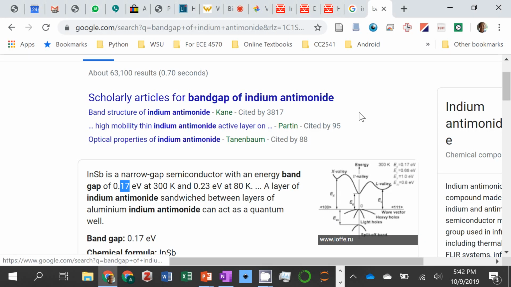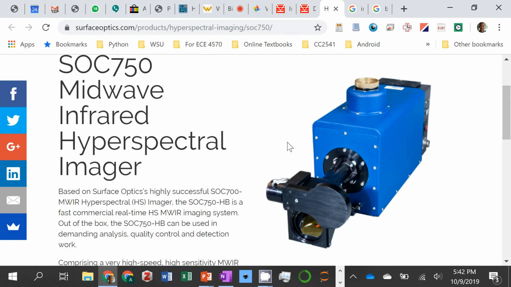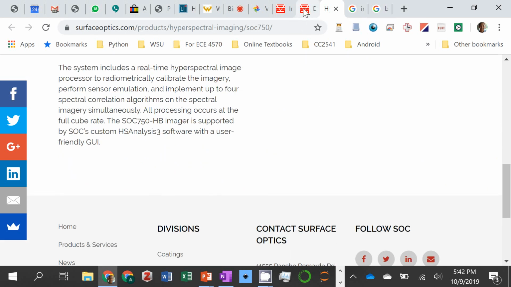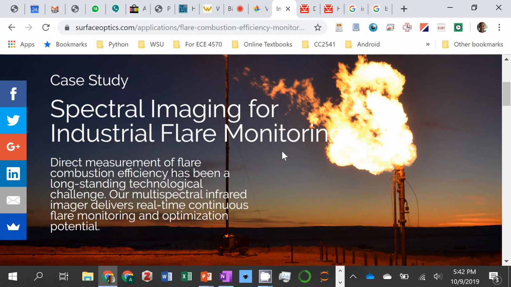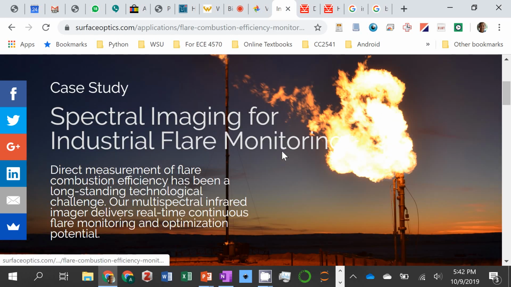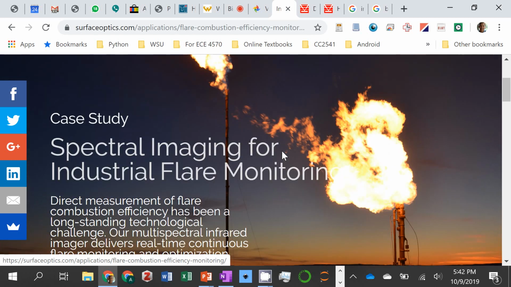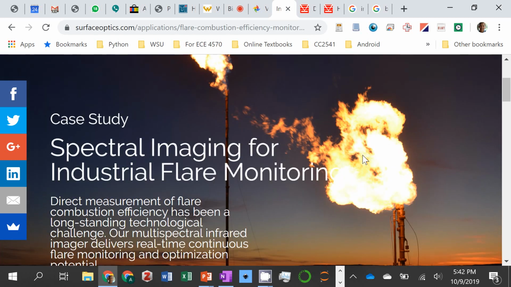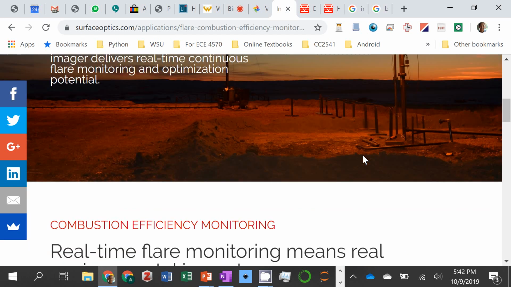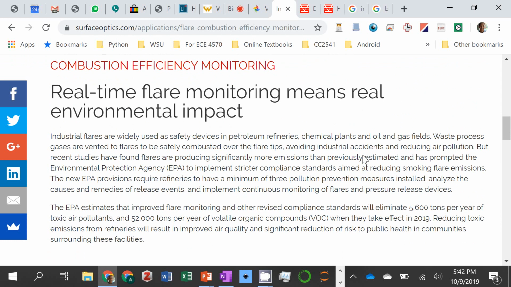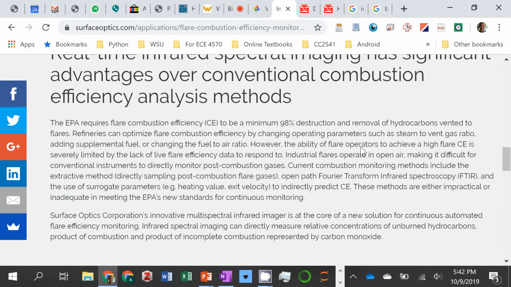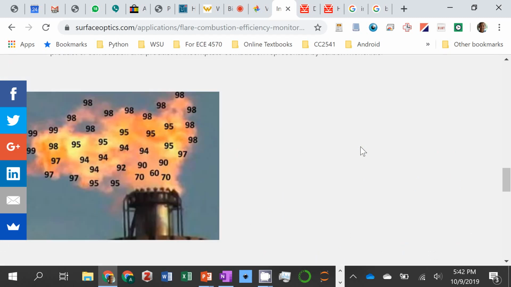So what can you do with this kind of stuff? Well, you can do what's called infrared imaging. For example, this is one case study. They do spectral imaging for industrial flame monitoring. Let's say you have some kind of combustion process that's giving off heat. The EPA apparently has specific regulations regarding what you can do with flares in terms of temperature and in terms of materials that can be given off in the flare. And this is the type of information that you can get from it.